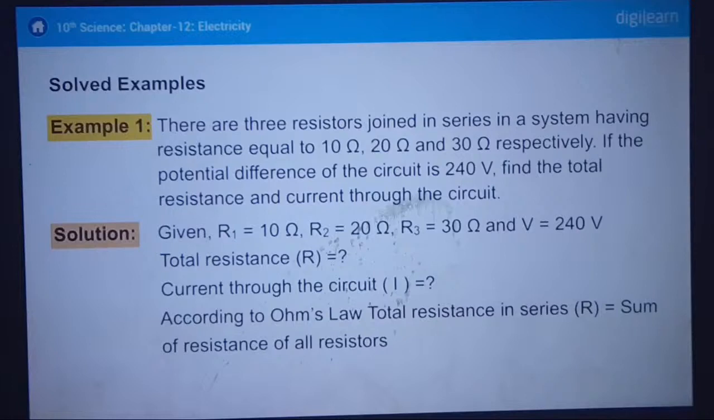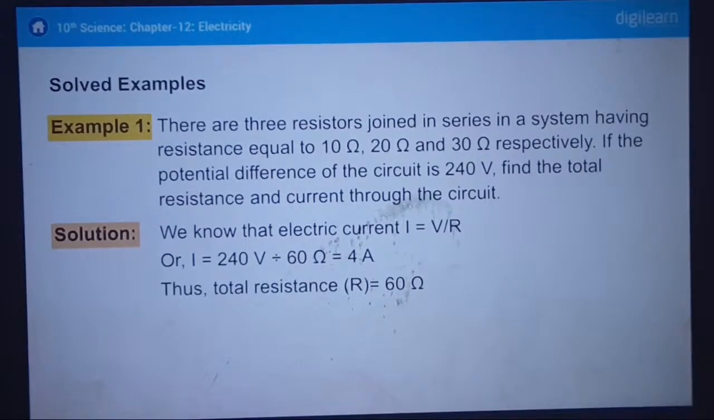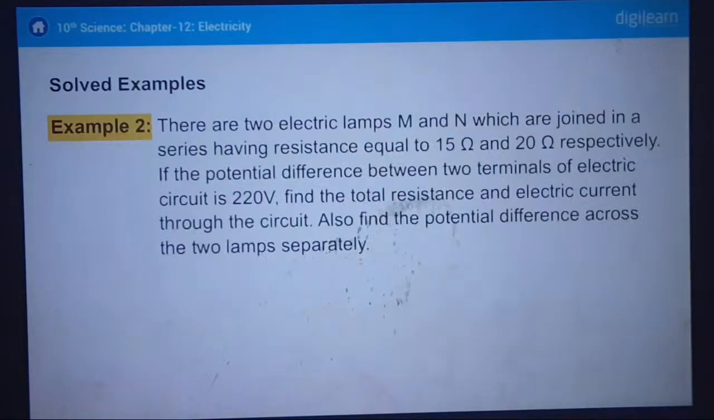According to the law of total resistance in series, R equal to sum of resistance of all resistors, or R equal to 10 ohms plus 20 ohms plus 30 ohms equal to 60 ohms. We know that electric current I equal to V by R, or I equal to 240 volts divided by 60 ohms equal to 4 amps. Thus, total resistance R equal to 60 ohms. Current through the circuit equal to 4 amps. Example 2.